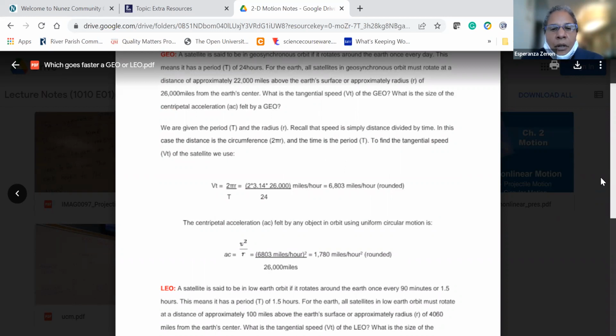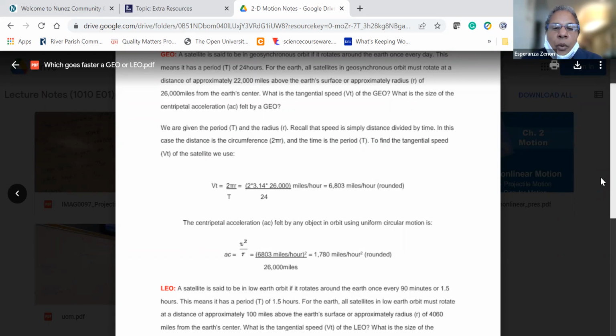So now that we know how fast this geostationary or geosynchronous satellite is moving, we can use that to help us figure out the centripetal acceleration. Recall that to get centripetal acceleration, we looked at that formula on Tuesday. You have to take the speed squared and divide by the orbit radius, right? So take the 6,803 miles per hour, square that whole thing, and then divide by 26,000 miles, all right?